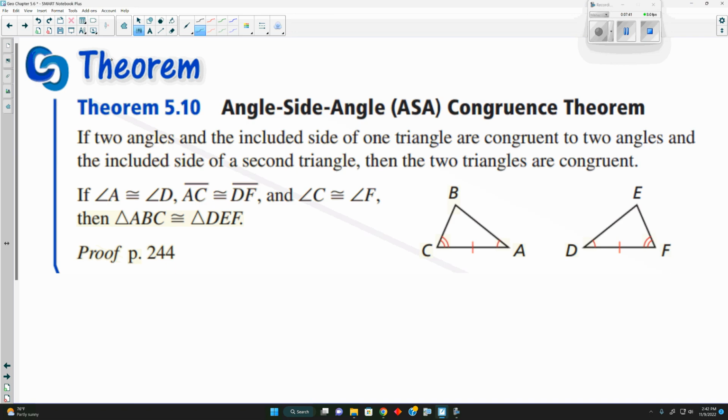But the last two we're looking at today, the first one is angle, side, angle. If we have two congruent angles with a set of congruent sides in the middle, then the two triangles must be congruent.